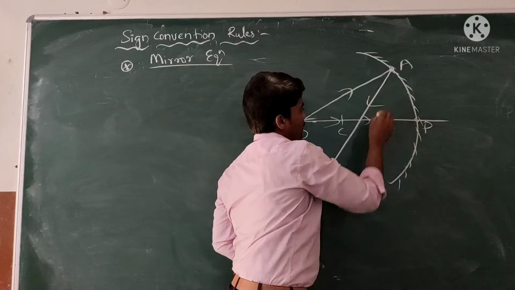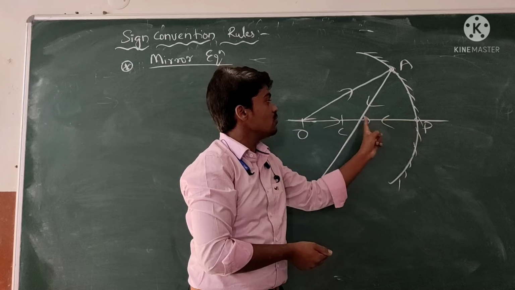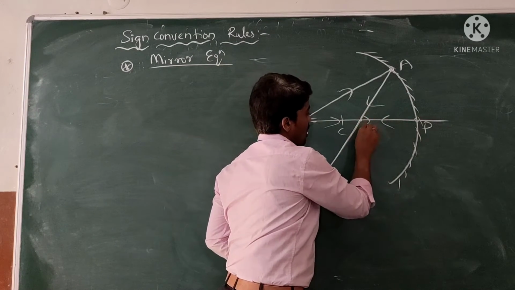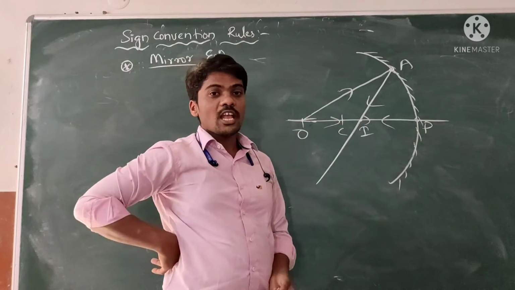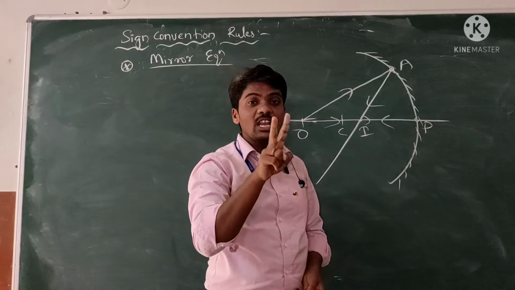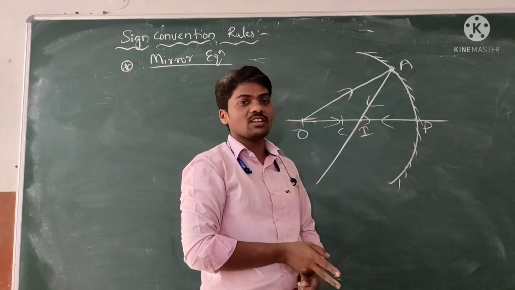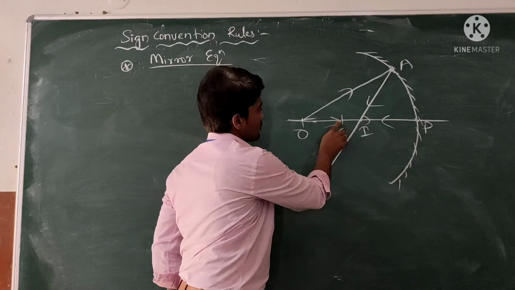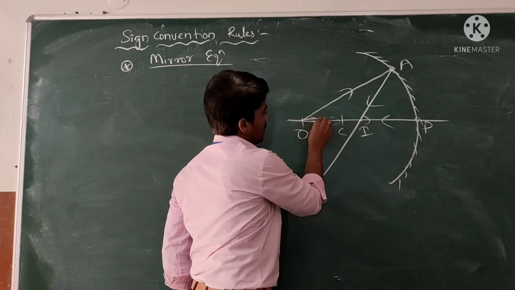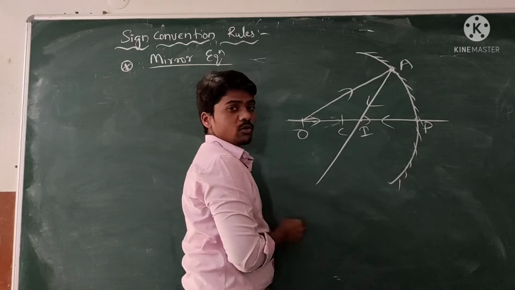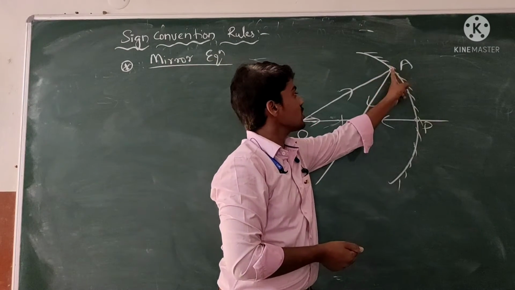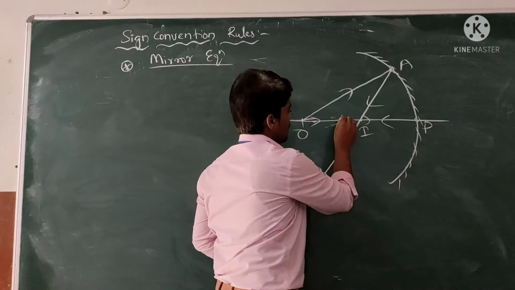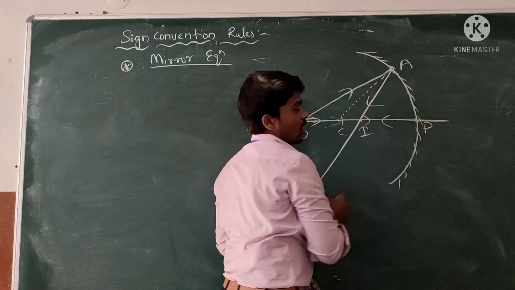Whenever two reflected rays meet at a point, that is the image formation. Image formation requires a minimum of two reflected or refracted rays. Here is the image formation. For example, how to draw a normal line: from the point of incidence to the center of curvature. The line from the point of incidence to the center of curvature is the normal line. This is the normal line.